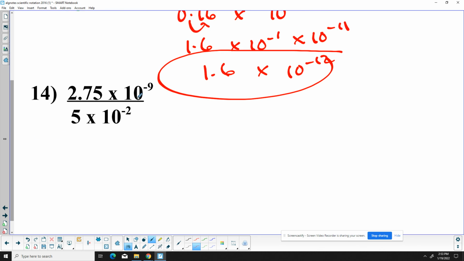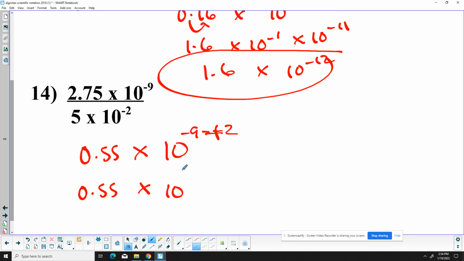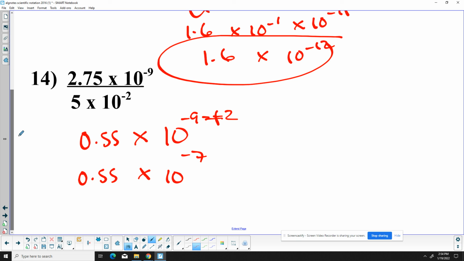All right, I have one more, this last one. Go ahead and push pause and give this a try and see if you can come up with it on your own. And when you're ready, come back to me and I'm going to go ahead and do it. So 2.75 divided by 5 is 0.55. Copy the base. So I write -9 minus, and then I need the -2 up there. So that's 0.55 times 10. That would be a -7. And you could use your calculator on that if you wanted.